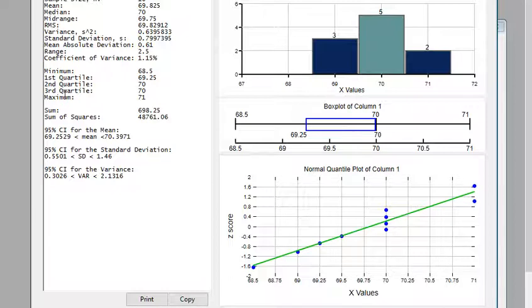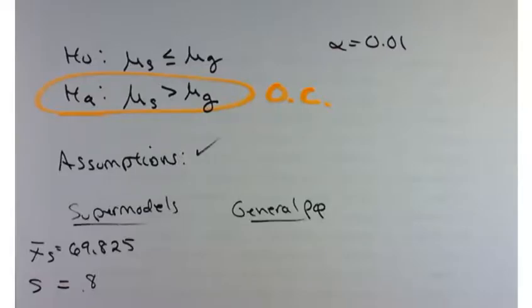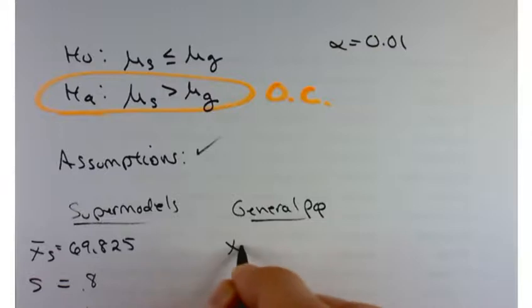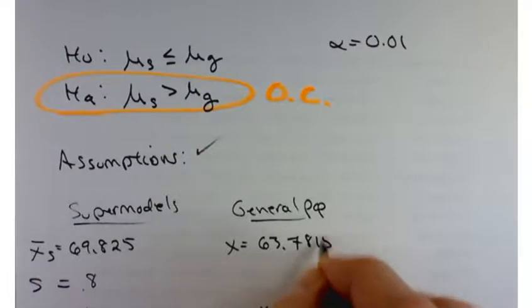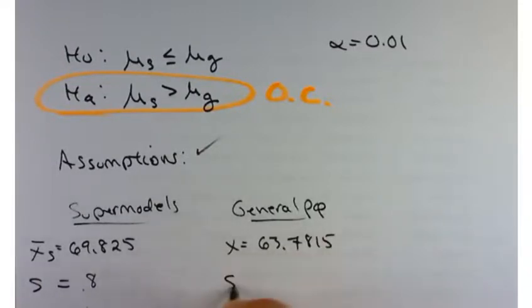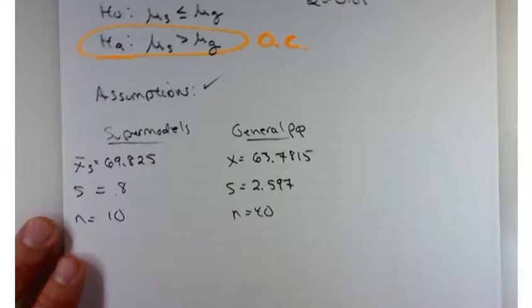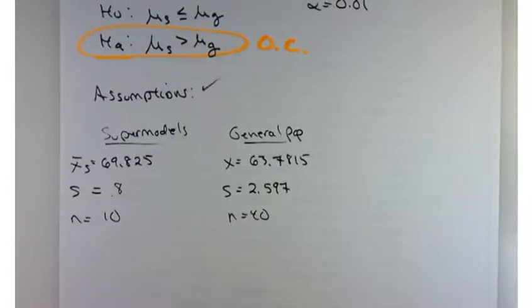Now those same summary statistics for women from the general population: N equals 40, X bar was 63.78, and we'll do the 1.5, and a standard deviation of 2.597. Good, so we've got all our summary statistics. Let's enter this and complete our hypothesis test.